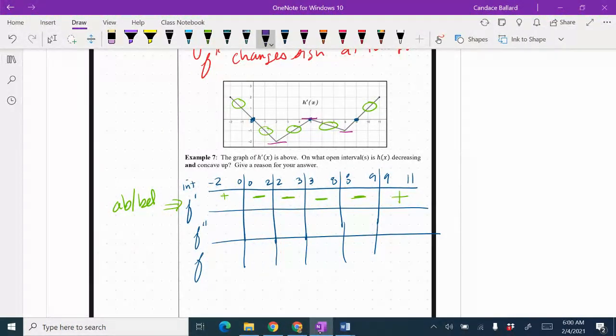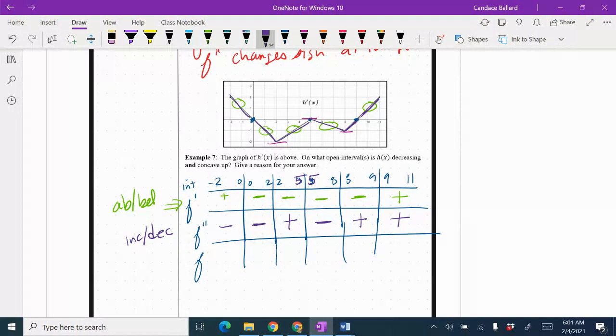To look at the second derivative row, we're going to look at whether the graph is increasing or decreasing. Between -2 and 0, it's decreasing, so it's negative. Between 0 and 2, it's still negative, so I'm decreasing. Between 2 and 5, I wrote a typo there, didn't I? That's supposed to be a 5. All right, between 2 and 5, it is increasing, so it's positive. Between 5 and 8, it's decreasing, so it's negative. Between 8 and 9, it's increasing, so it's positive. And between 9 and 11, it's increasing, so it's positive.